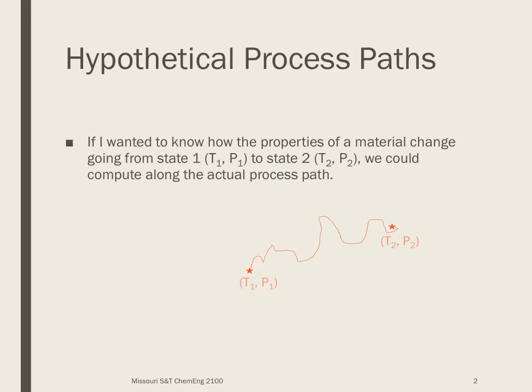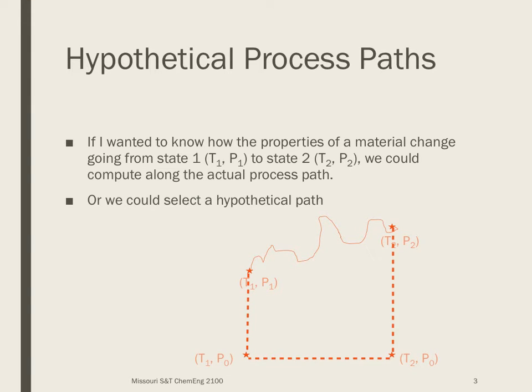We could calculate the change in any properties by actually following that process path, but that path may be very complex, or we might not even actually know what that path is. So we have an alternative, and that is to create a hypothetical process path. This hypothetical path could be as complex as I wish, but some simple paths might be to change temperatures, change pressures, and do this in some simple little steps.